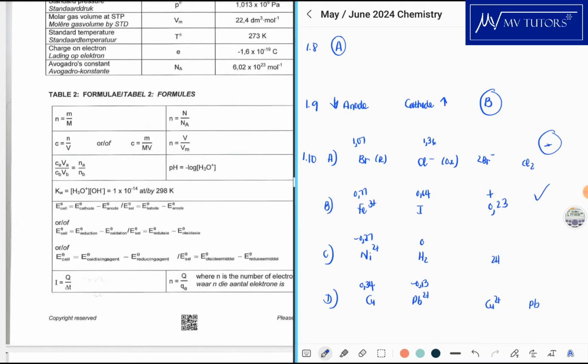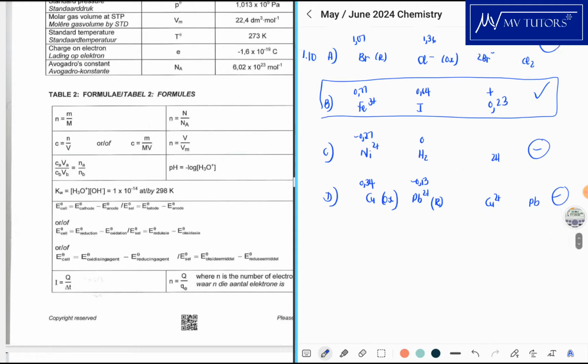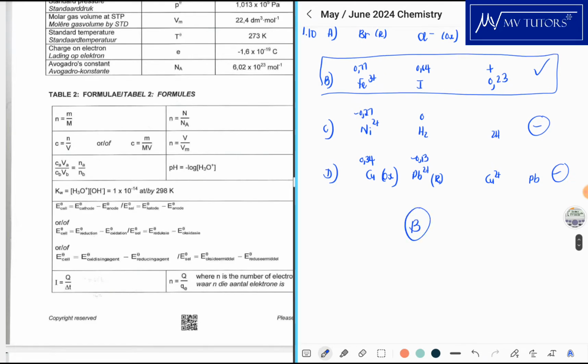And then you have nickel. Okay, that's negative, so that doesn't happen spontaneously. And then you have lead. Okay, so lead is, that's the reduction, that's the oxidation. Sorry, the way I wrote it. So you have negative 0,13 minus 0,34. Okay, so basically iron wins. Ooh, that was a long procedure, but ultimately B is the correct answer, and we're done with question 1.